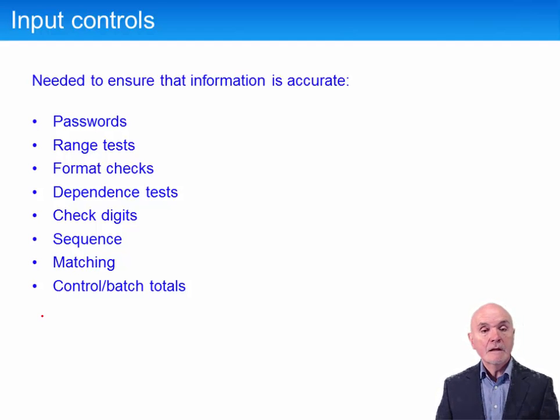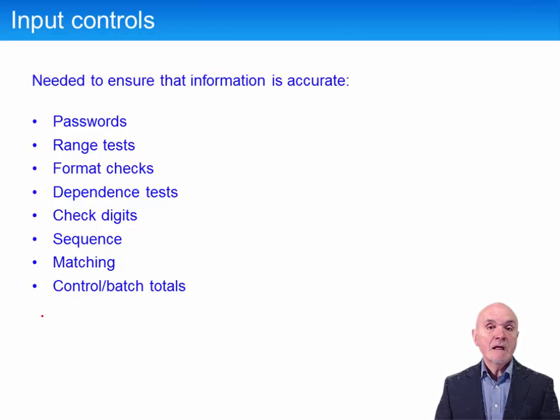Check digits: specially constructed data, numbers, account numbers, part numbers, employee numbers. They have to comply with certain mathematical rules, and if you mistype something, the chances are these rules will not be complied with, and the machine knows it's wrong.